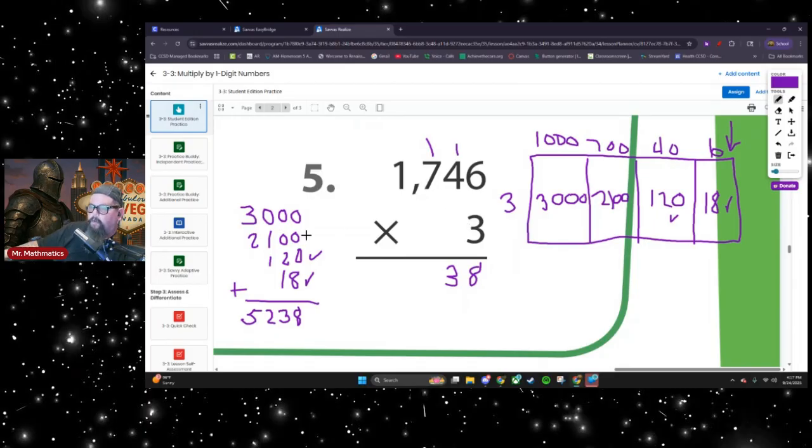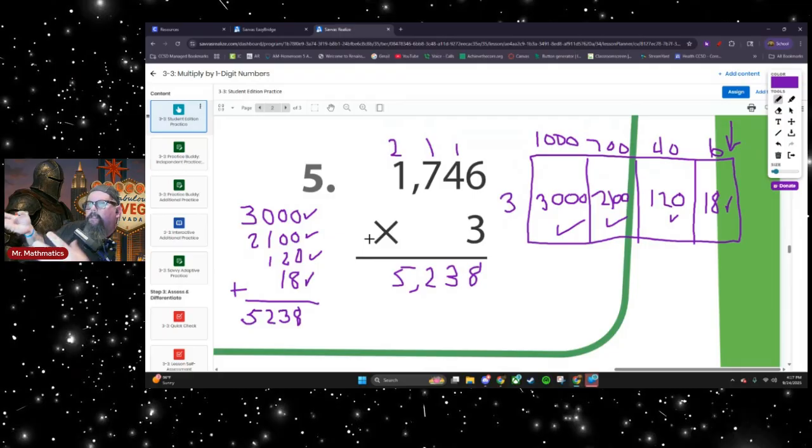3 times 7 is 21. So it's 3 times 700 is 2100. Plus 1 is 2200. Regroup my 2. 3 times 1,000 is 3,000. There's that. Plus my 2 is 5. 5,238. It's as easy as it can get. There's our 2,100. There's our 3,000. Boom, easy. Work with the kids on breaking down the greater numbers into base components.